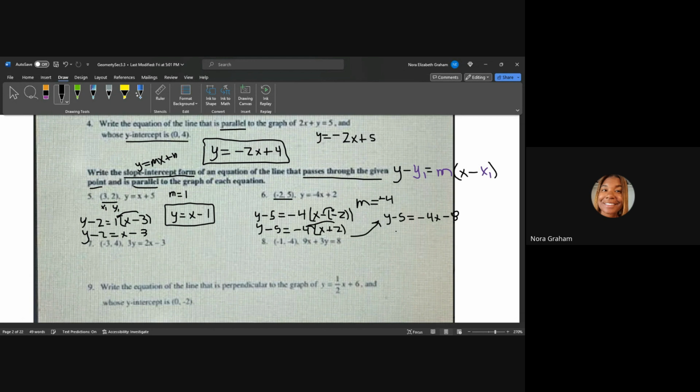Sorry, it's right there. All right, then I want to isolate my y so it can be in slope-intercept form. So I add that 5 to both sides. Then I get -4x.